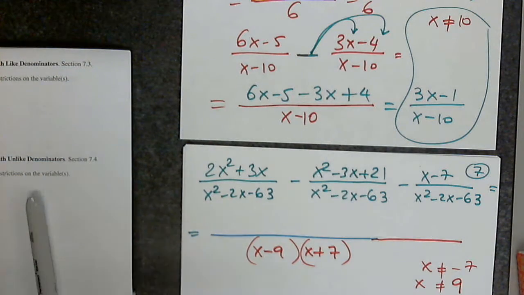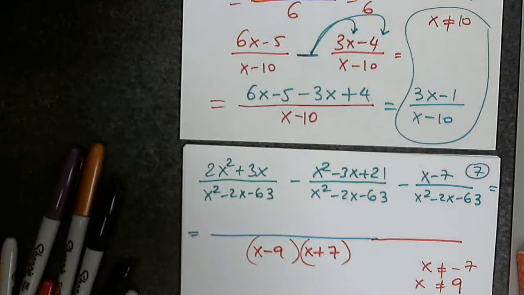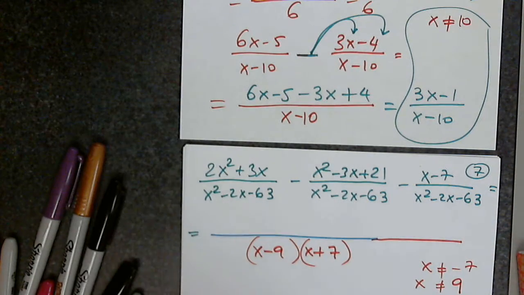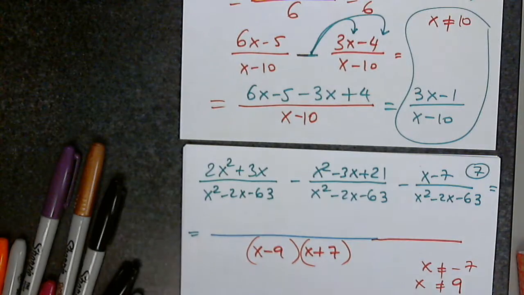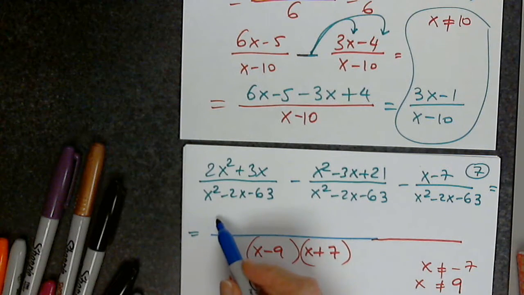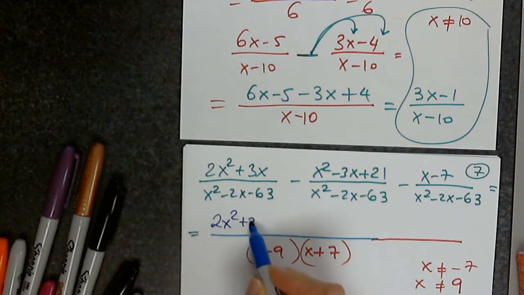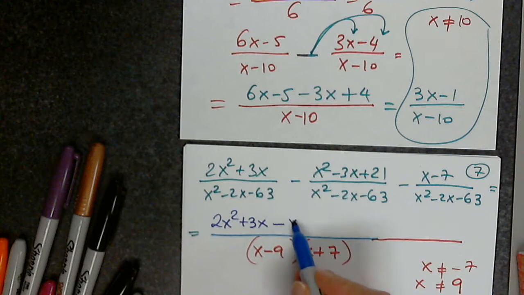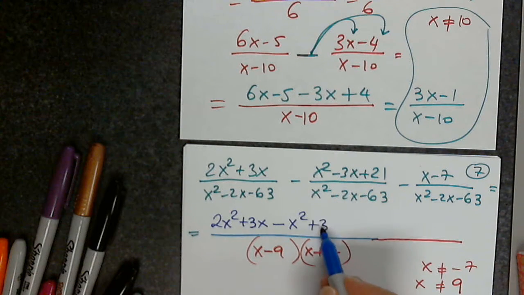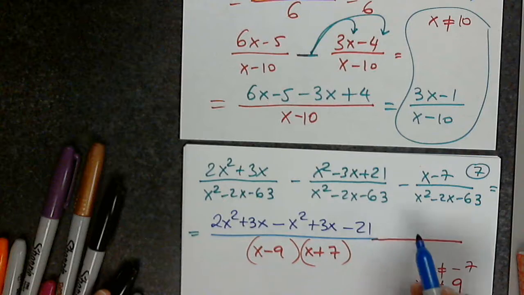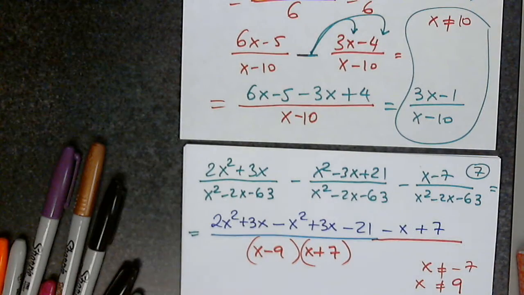And if there is a negative in front of a fraction, I have to distribute it to the top. So can anyone dictate the top? Slowly, step by step. 2x squared plus 3x minus x squared plus 3x minus 21 minus x plus 7. That's it. Don't try to simplify anything other than combine like terms.